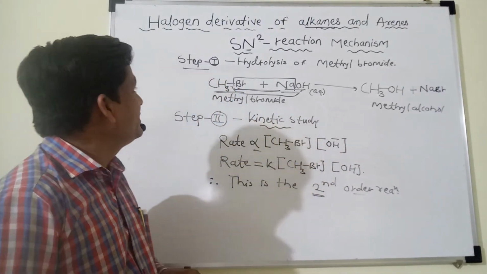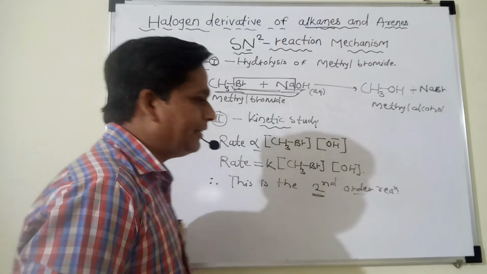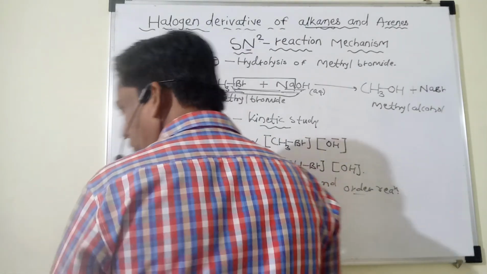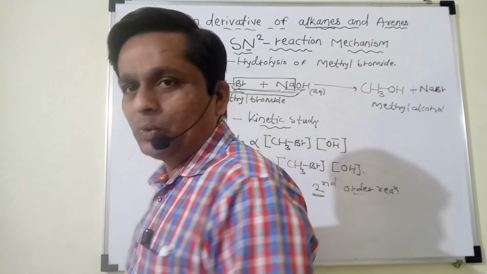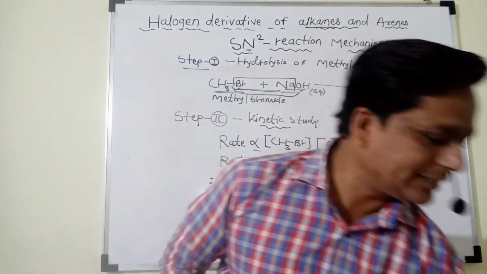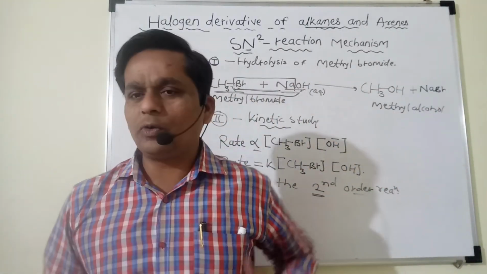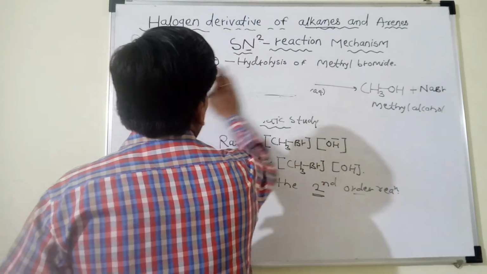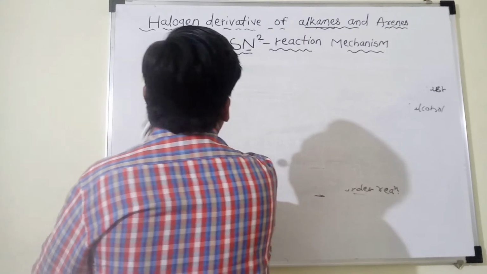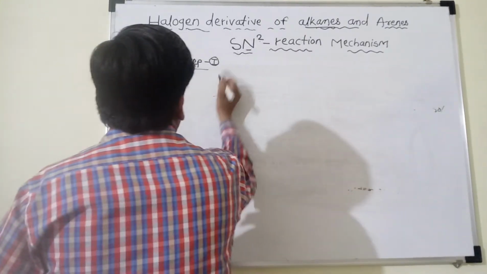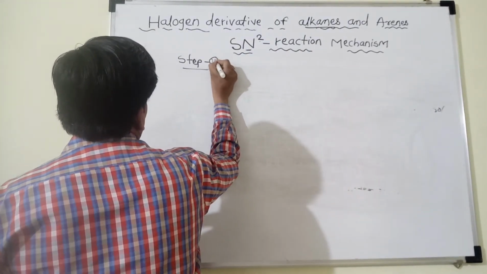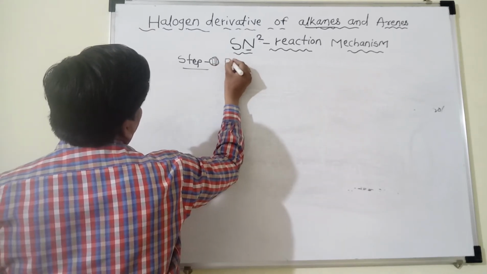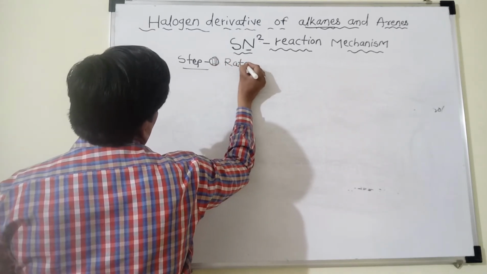So now we see step third, that is the rate determining step, that is the RDS. In the second step we just have to see how rate determining steps will change accordingly. Just we see step third, that is the rate determining step, that is the mechanism.